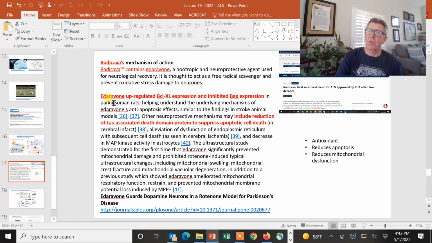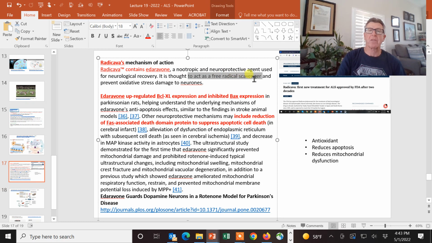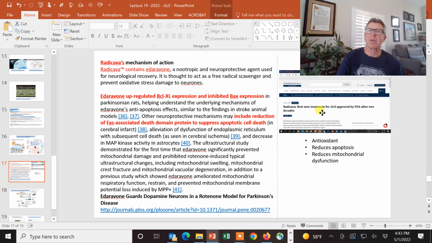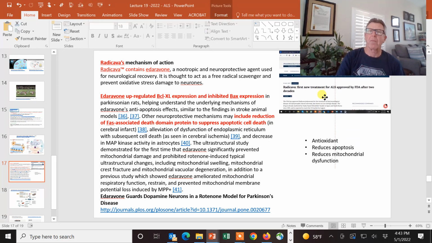Okay, this was the newest kid on the block, and it's called Edaravone, or also Radicava, okay? And we see that it's thought to act as a free radical scavenger, so it's supposed to reduce the level of oxidative stress, okay? It doesn't work that well. These are two drugs that do not work that well. It's also being tested, right? We see right here in the clinical trials for both, also for Parkinson's disease.